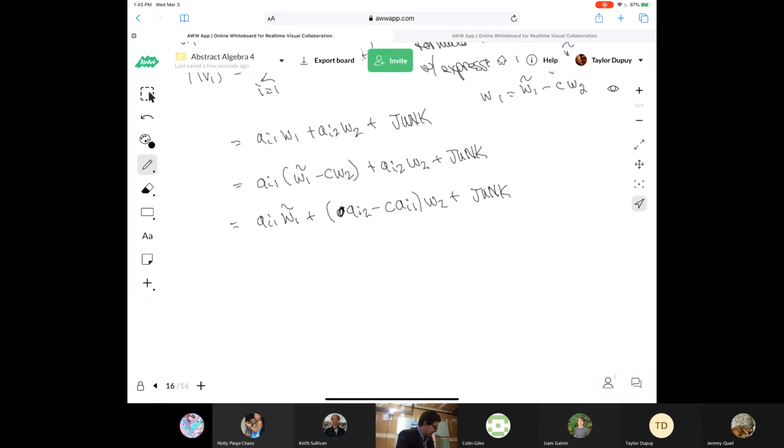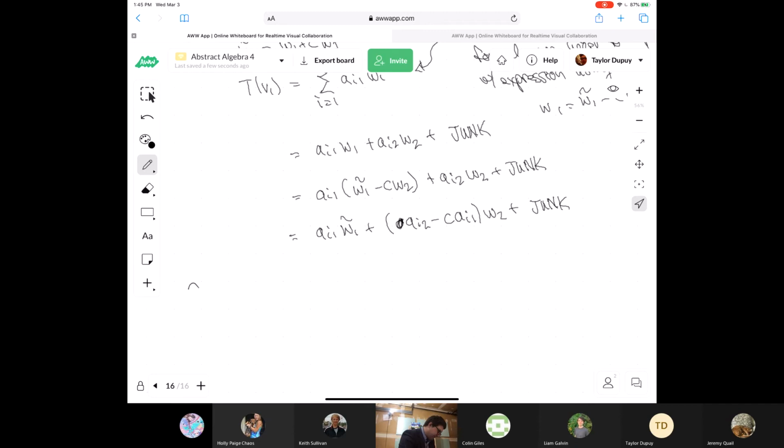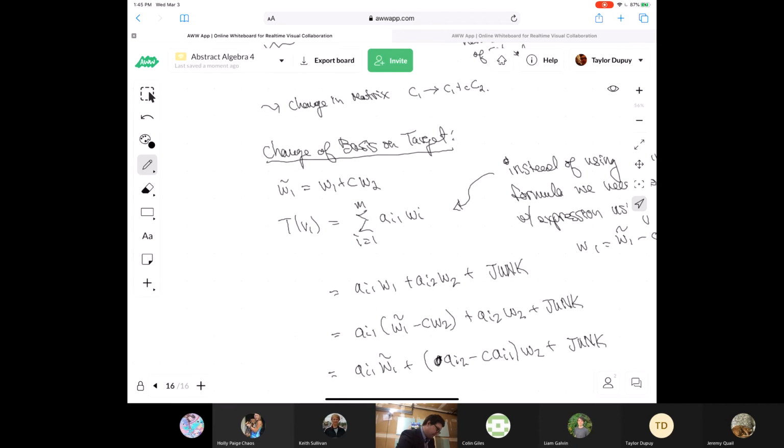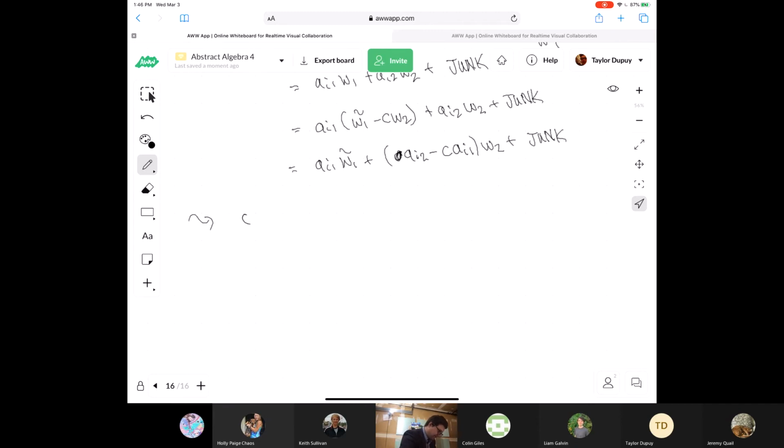So what does this tell us? This gives us the rule: the change in the matrix here is that R2, the second row, goes to the second row minus a constant times the first row. So when you change the first vector, depending on what you change by, you subtract from the thing that you changed by.